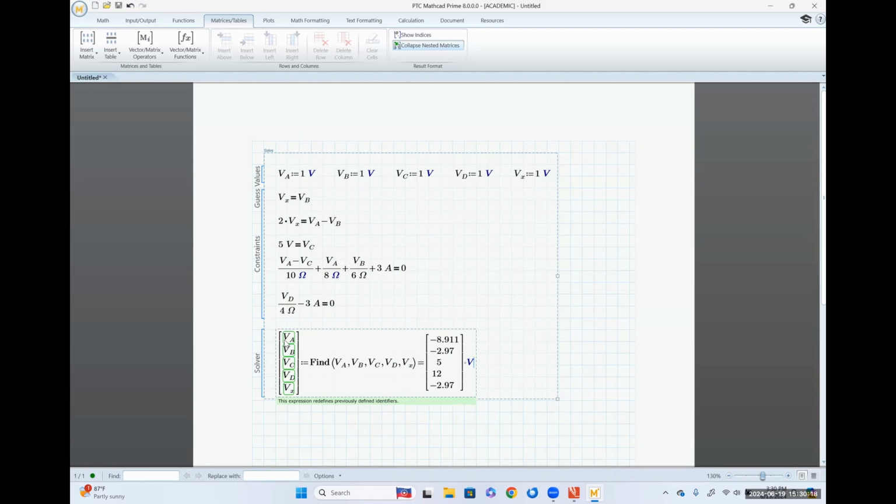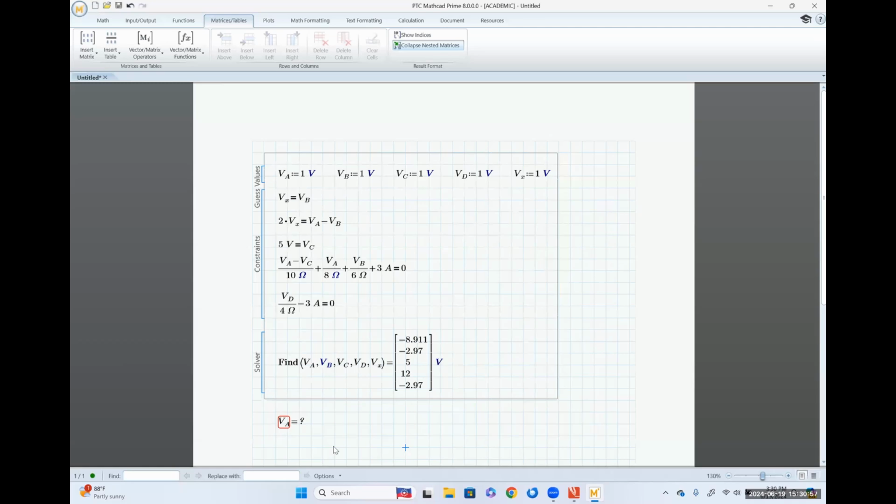The reason why I put that matrix in is that it's, I guess, kind of MathCAD's way of declaring a global variable, if you will. So that allows me to access the nodal voltage VA outside of the solve block. If I didn't have this matrix in here, it tells me that this variable is undefined.